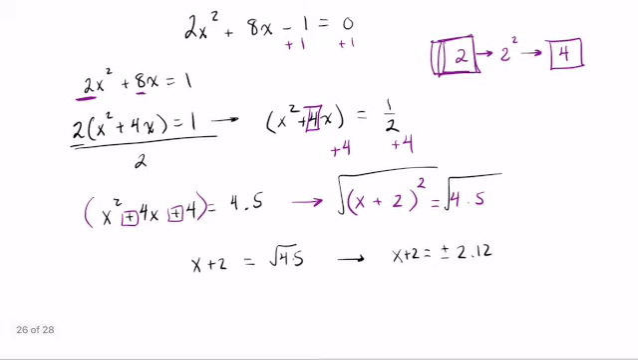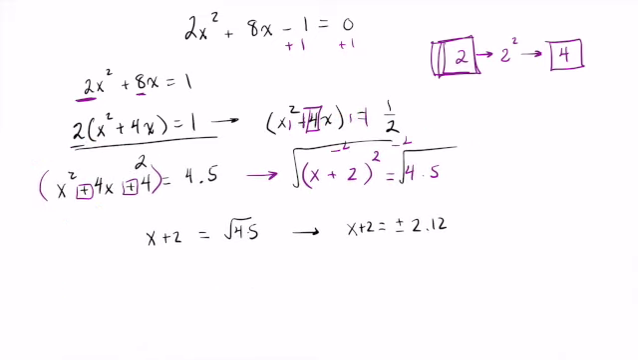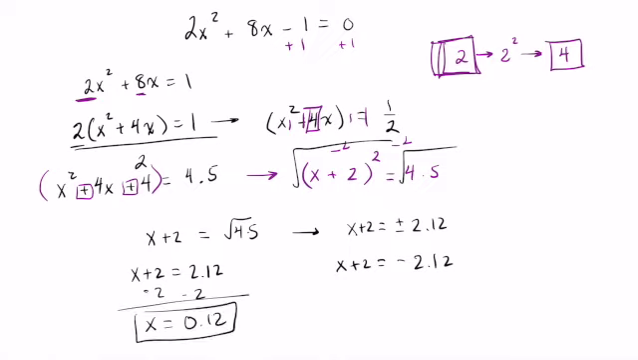So now when I am solving for these, I'm going to give myself a little bit more room here. So what I'm going to do is I'm going to have x plus 2 equals 2.12, x plus 2 equals negative 2.12. I'm going to subtract 2 from both sides. That gives me x equals 0.12, and this gives me x equals, I'm going to subtract 2, negative 4.12. And that's my completing the square and solving for x when the coefficient of a is not equal to 1.